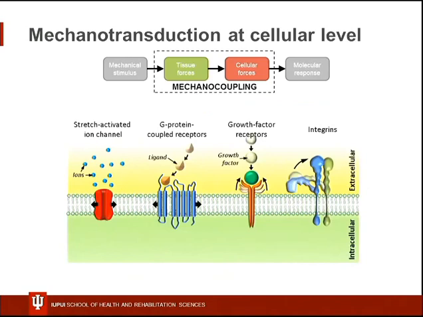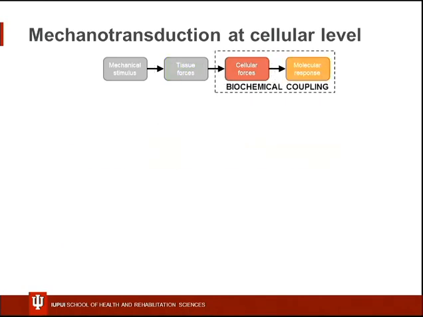But we also know there's a lot of other ways that cells transduce or convert that mechanical stimulus. There's stretch-activated ion channels within the cell membranes. There's G protein-coupled receptors that when you mechanically load, it results in a conformational change in the receptor that allows some sort of ligand to bind to it. There's growth factor receptors, and then the integrins. So you get this sort of stimulus that the cells are responsive to.